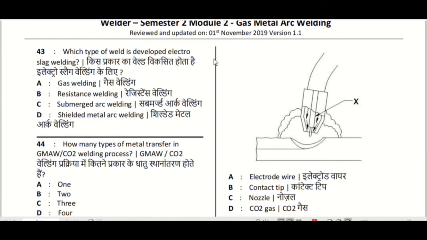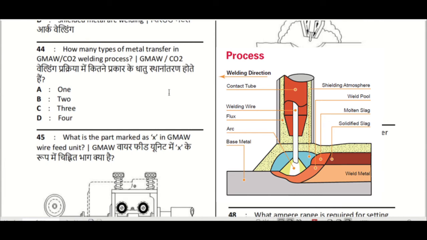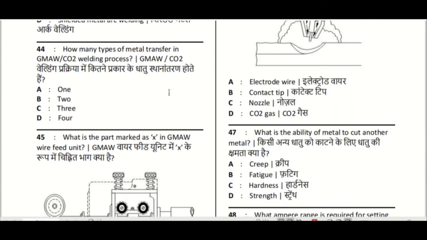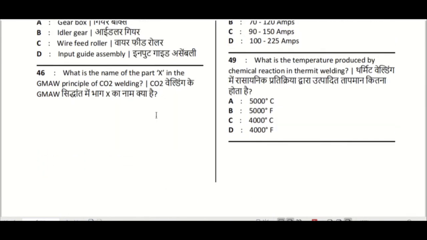Which type of welding is developed from electroslag welding? Submerged arc welding. How many types of metal transfer in gas metal arc welding or carbon dioxide welding process? 4 types.